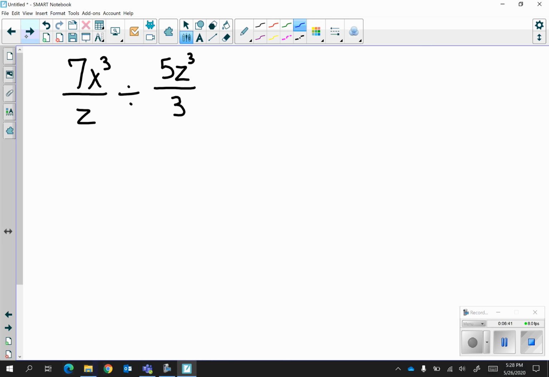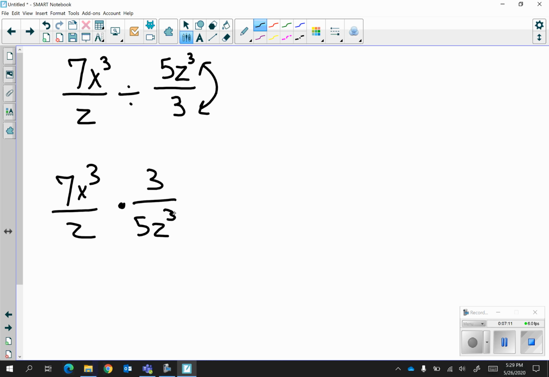Last one we're going to go over is dividing fractions. Now, in order to do this, you have to change the division into a multiplication. And you're going to do that by remembering keep, change, flip. So we have 7x cubed over z times, and I'm going to flip it now, 3 over 5z cubed.